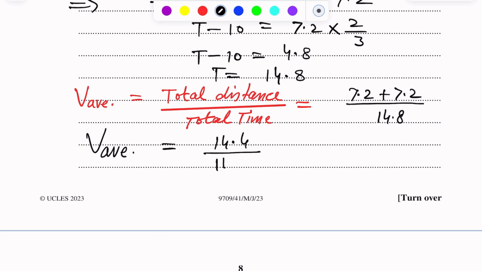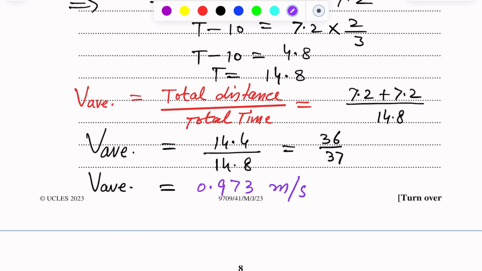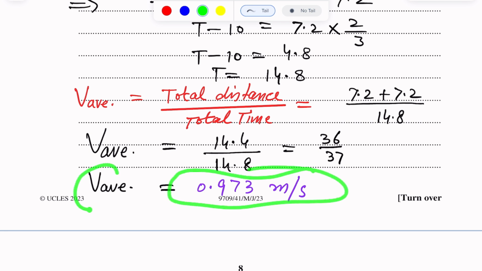So the average speed is equal to 14.4 over 14.8. This is equal to 36 over 37. But we will give the answer correct to three significant figures. So the final answer is the average speed will be 0.973 meters per second. This is the average speed, 0.973 meters per second, correct to three significant figures.